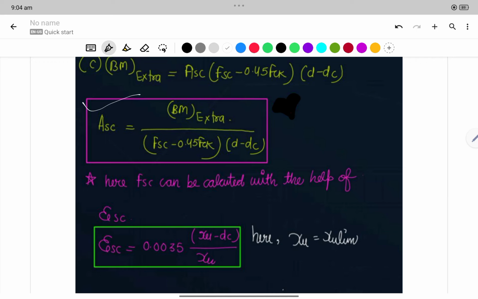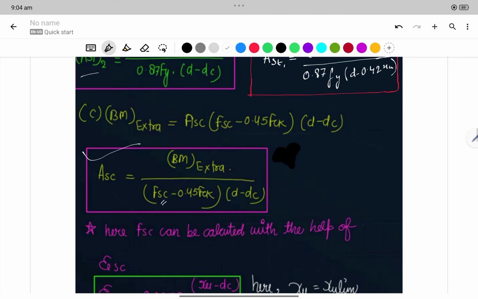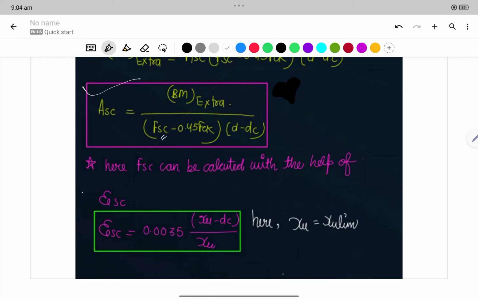FSC minus 0.45 FCK (D minus DC). Okay, and here the FSC, how will the FSC be calculated? FSC you don't have, everything else you will have. So how will the FSC be calculated? We have to first calculate the strain, ESC. So 0.0035 (XU minus DC) divided by XU, where XU will be equal to XU limiting.